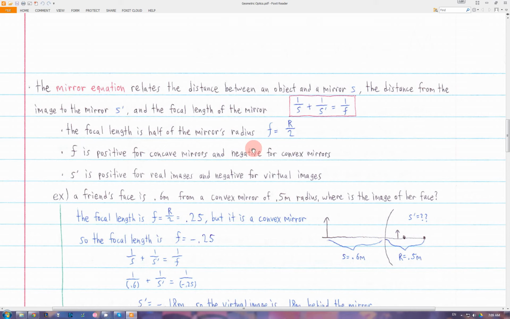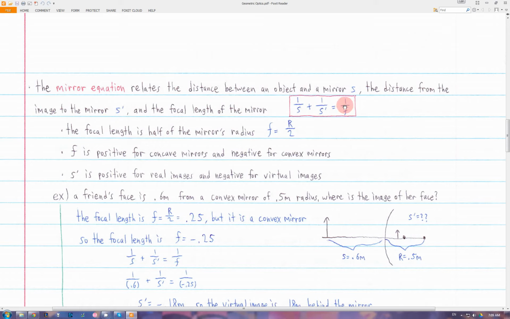So in the last video, we looked at the different types of mirrors and what kind of images they usually form. Now we're going to look at the mathematical description of these mirrors. So we have what's called the mirror equation, and this relates the distance between an object and the mirror, S, the distance from the image to the mirror, S prime, and the focal length of the mirror. And the focal length is always half of the mirror's radius.